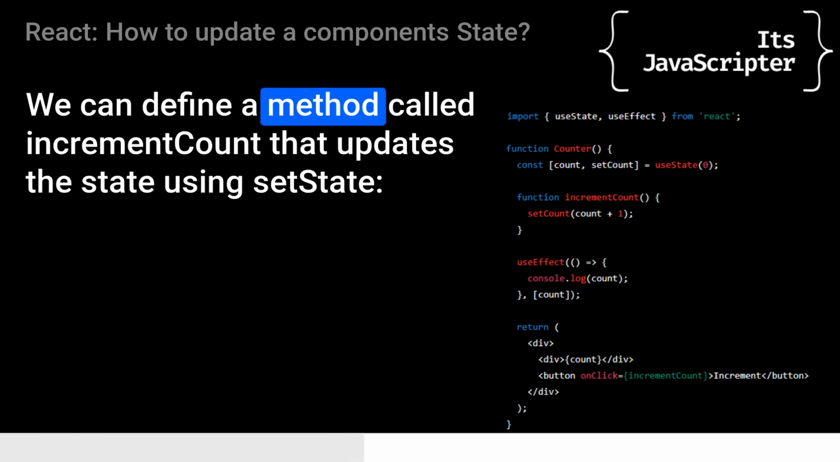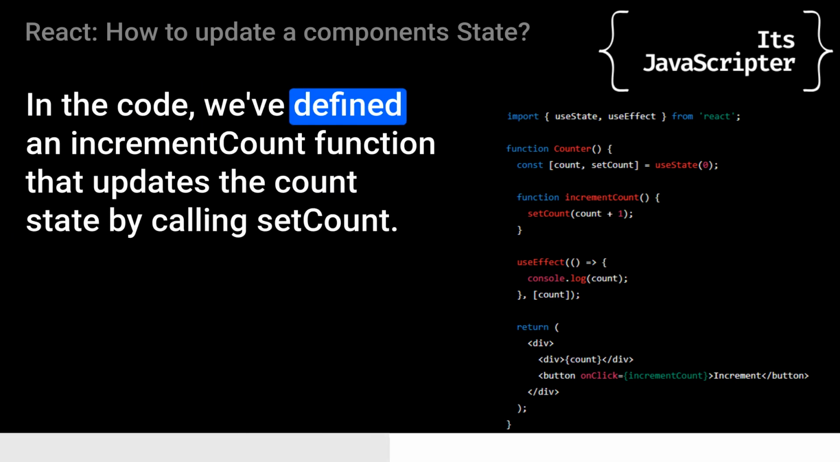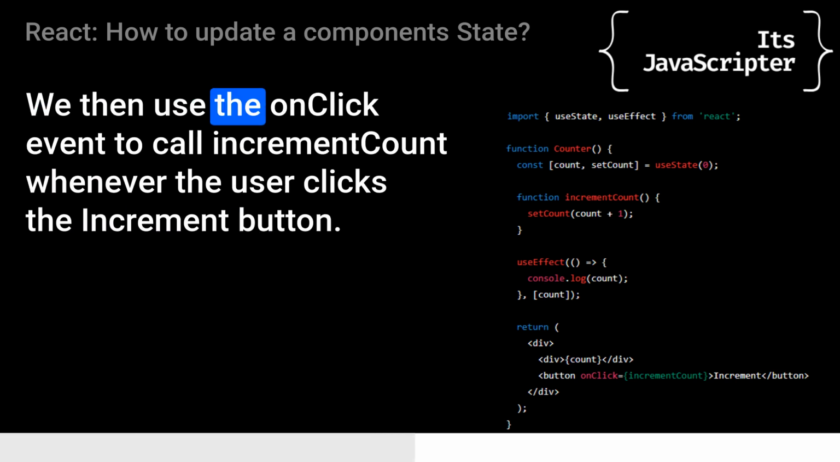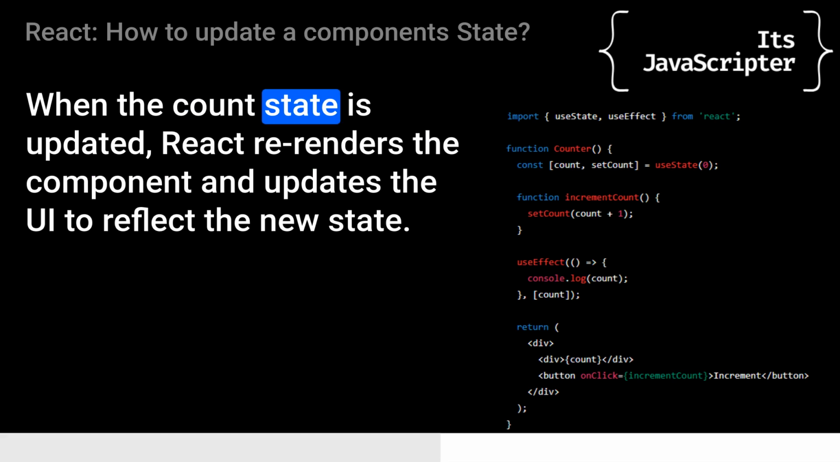button. We can define a method called incrementCount that updates the state using setState. In the code, we've defined an incrementCount function that updates the count state by calling setCount. We then use the onClick event to call incrementCount whenever the user clicks the increment button. When the count state is updated, React re-renders the component and updates the UI to reflect the new state.